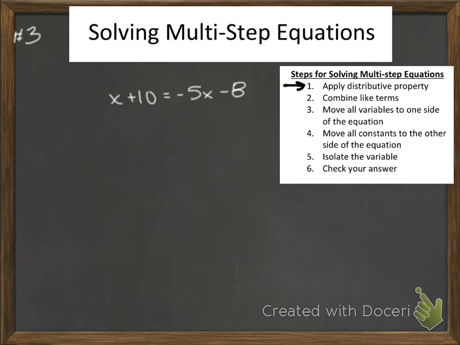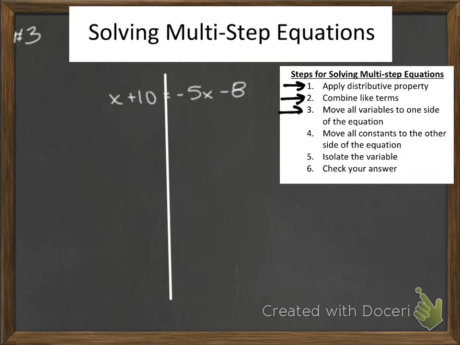Then it asks us to combine like terms. Well, we have an x and we have a negative 5x, but are they on the same side of the equation? They're not. Again, it's always a good idea to draw this vertical line here to separate the two sides and to visually help you realize what is on which side. So we don't have any like terms on one side, so we can't do step 2 either. Well, what about step 3?